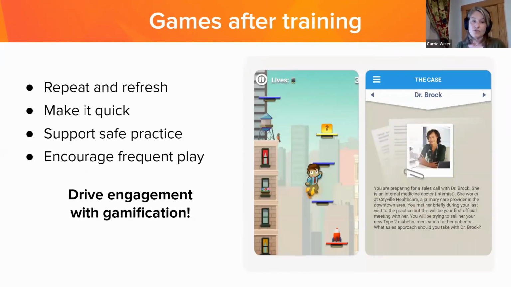And then games after training. So after a session, I think it's really hard to control who participates and when. So games and gamification are how you're going to get people to re-engage.